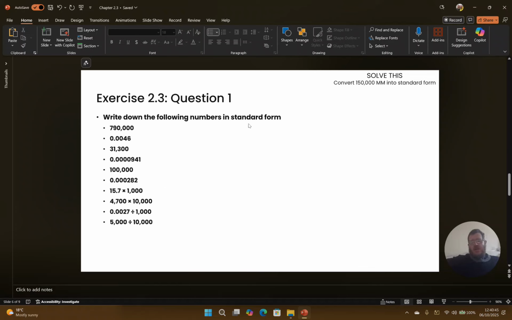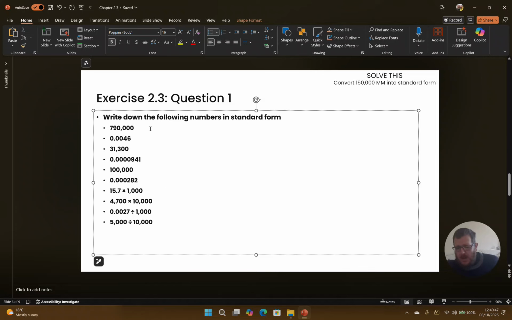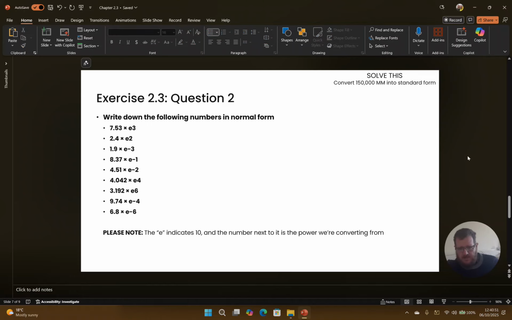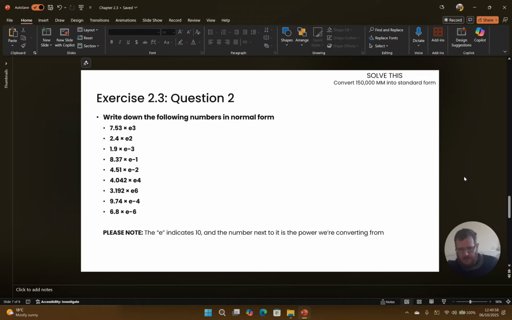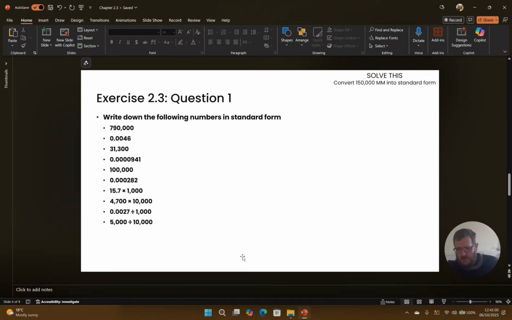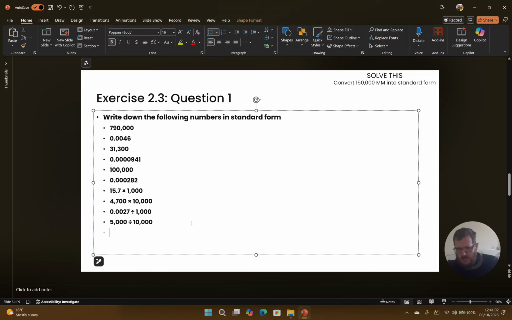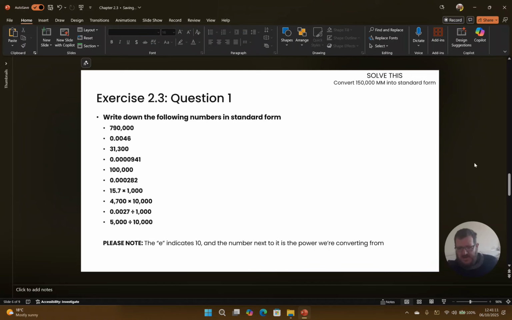So let's do the exercises. Just remember, and I'm going to put this down here as well: the E indicates the 10, and the number next to it is the power we're converting from.